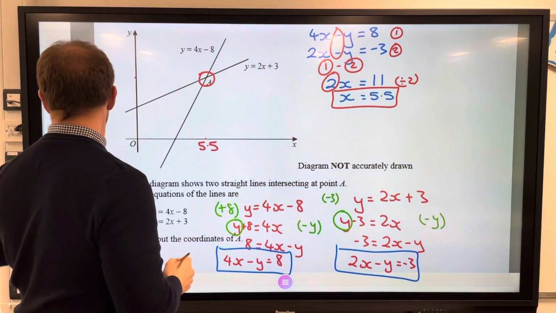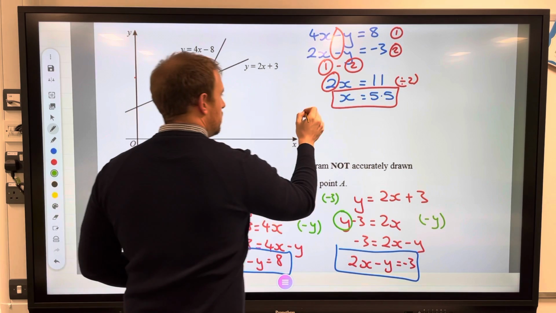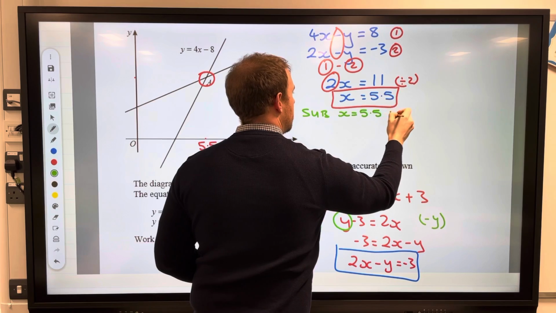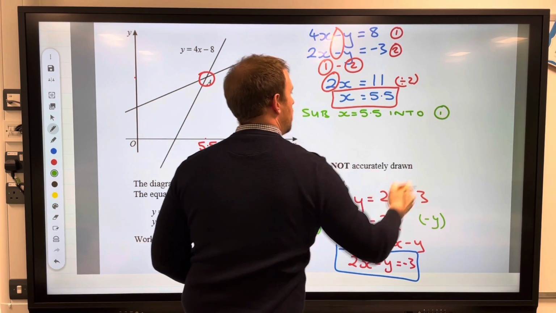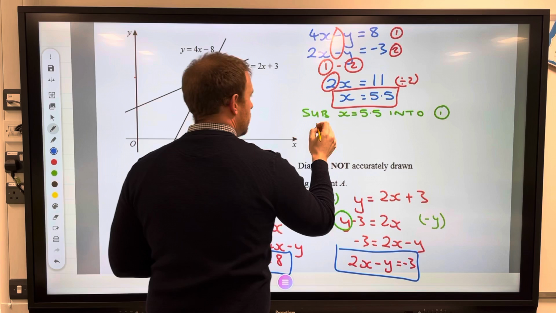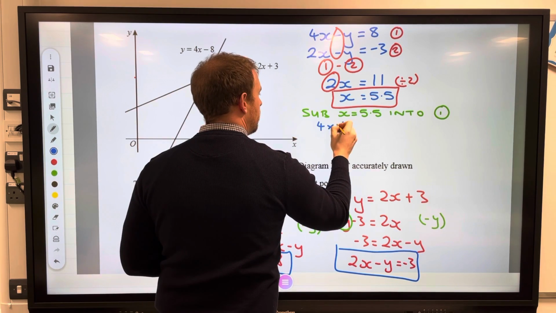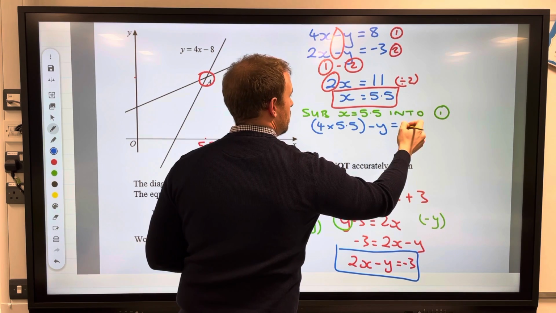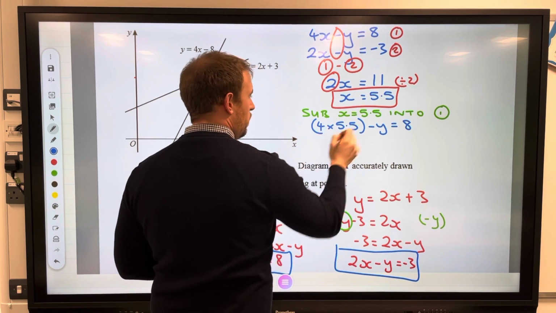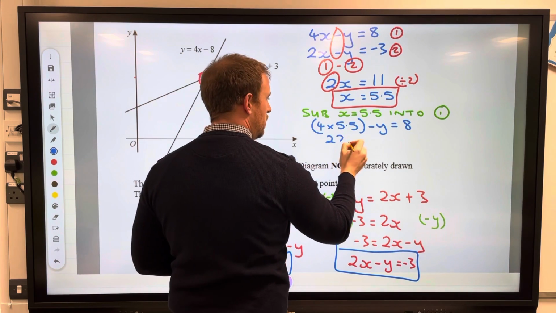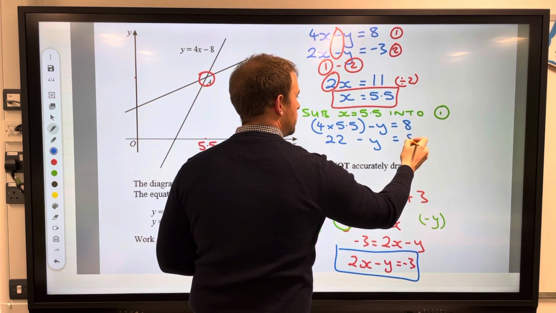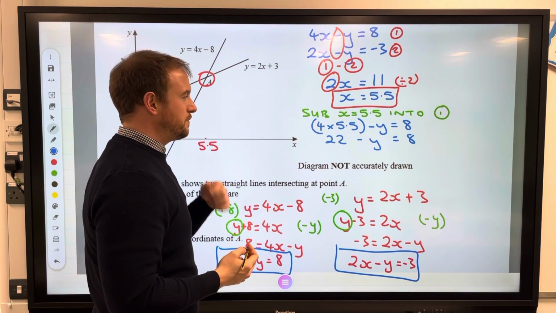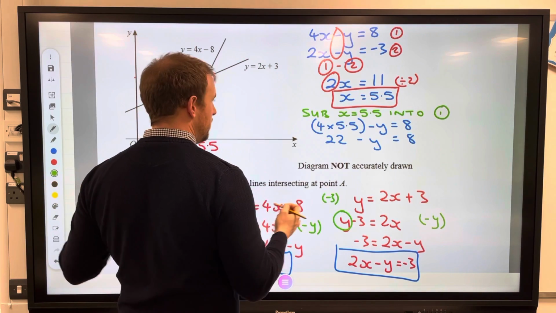When I've got that, we just substitute now. So we're going to sub x equals 5.5 into equation 1. So I've got 4 lots of 5.5 take away y equals 8. 4 lots of 5.5 are 22. Take away y equals 8. Well, 22 take away something is 8. Has to be 14. But let's use a bit of algebraic method though.